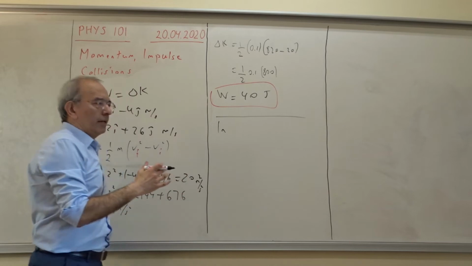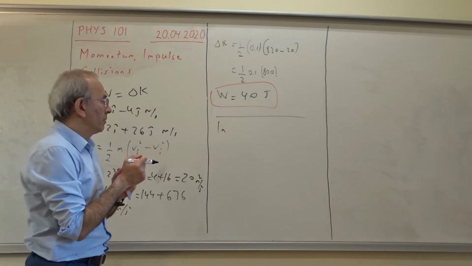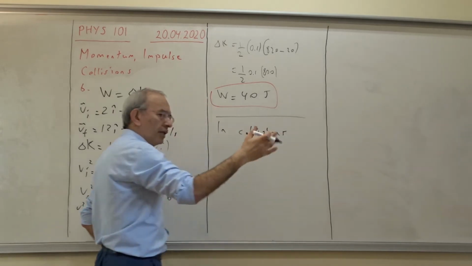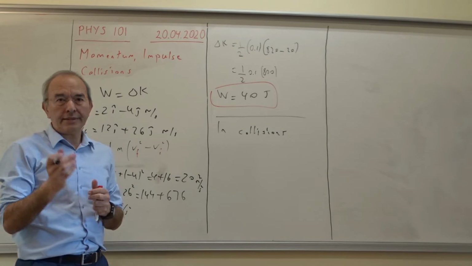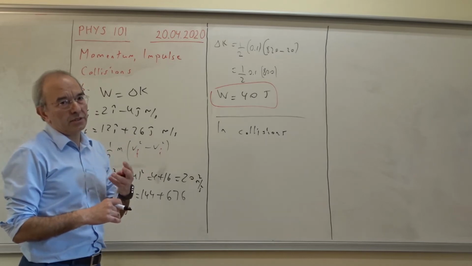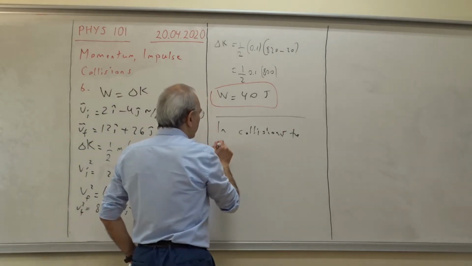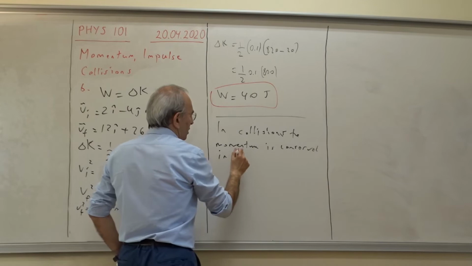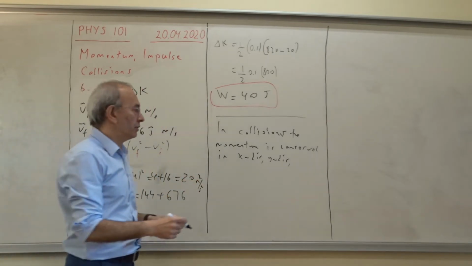Let me write a helpful sentence here to solve these problems in momentum conservation. In collisions, whether elastic or inelastic, momentum is generally conserved because F external, the net force acting on the system from outside, is zero in most cases, and therefore momentum is conserved. In collisions, the momentum is conserved in x direction, y direction, if necessary, z direction, certainly.